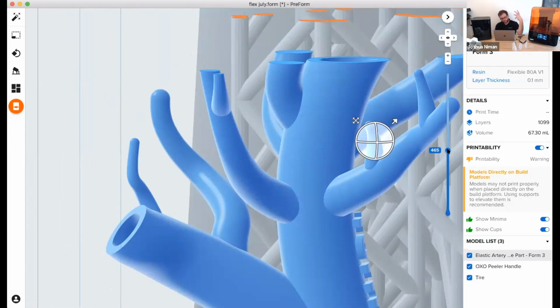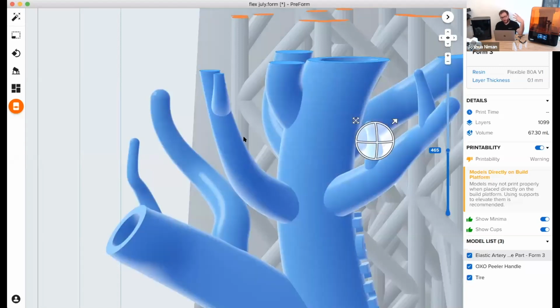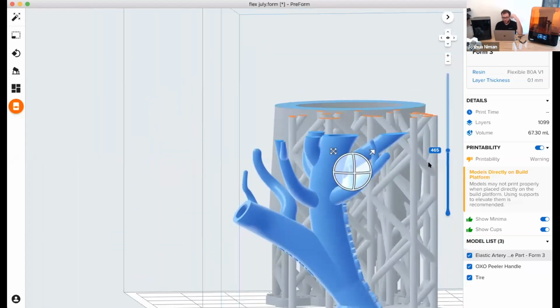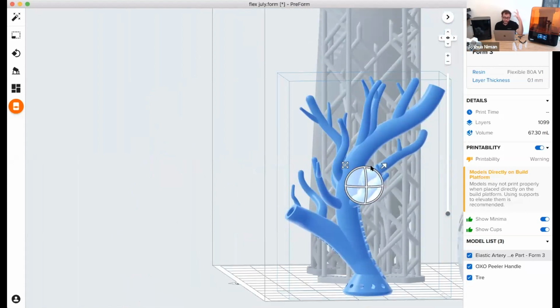And they're all at a vertical enough angle that, since all the peel force on a Form 3 is straight up and down, really, you're not going to run into trouble. Where you would run into trouble, and this is an extreme case, you would never print this whole model like this, is when you have a model with features going all sorts of different directions.